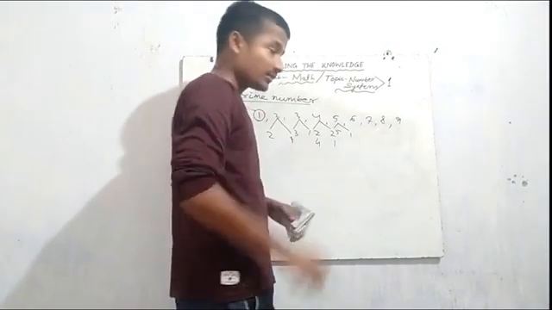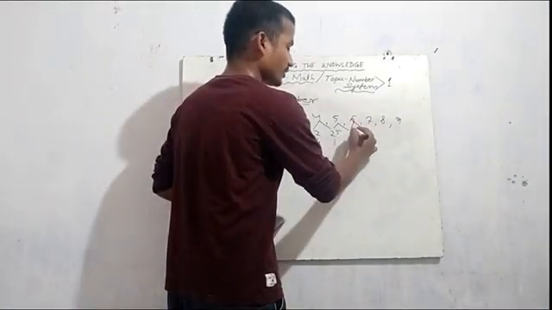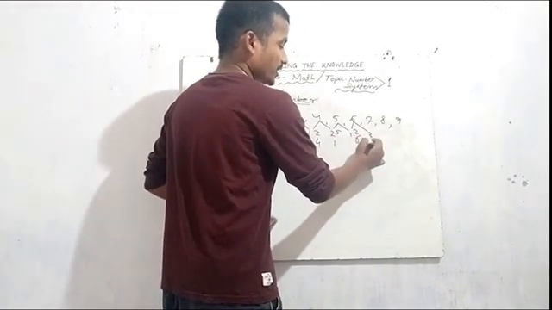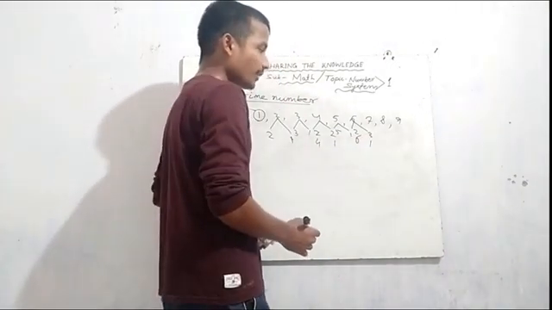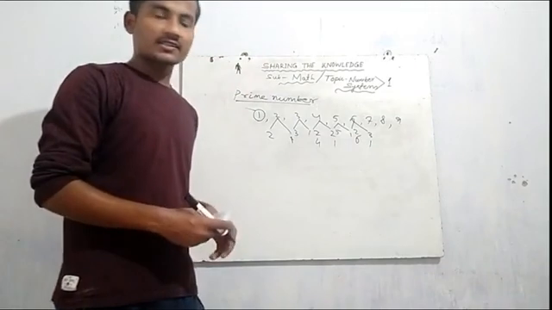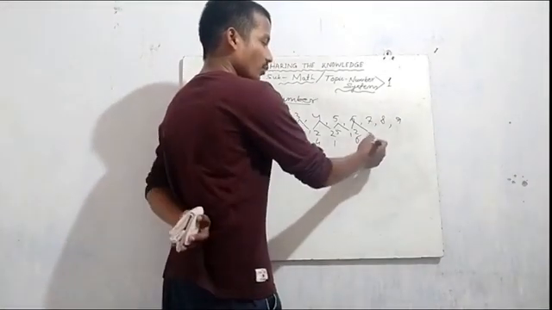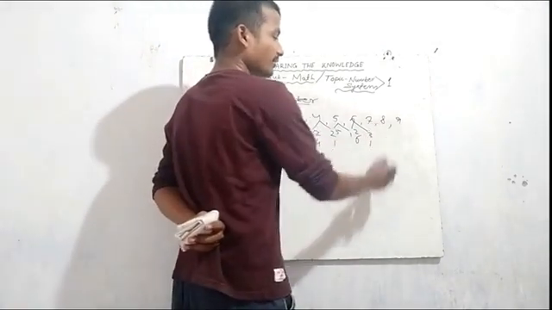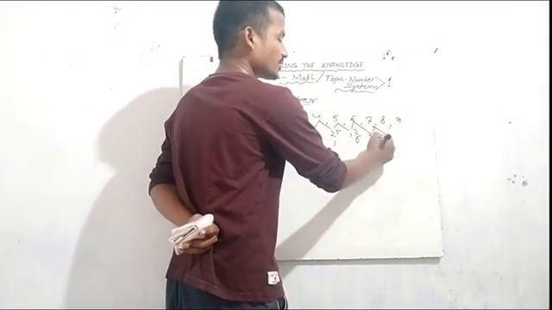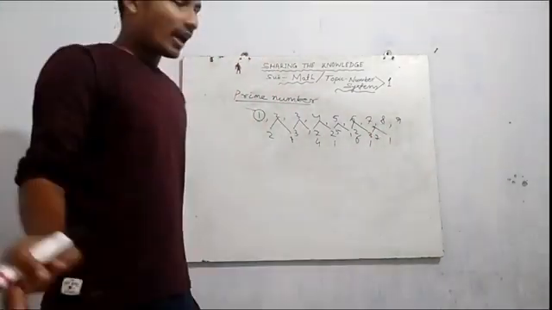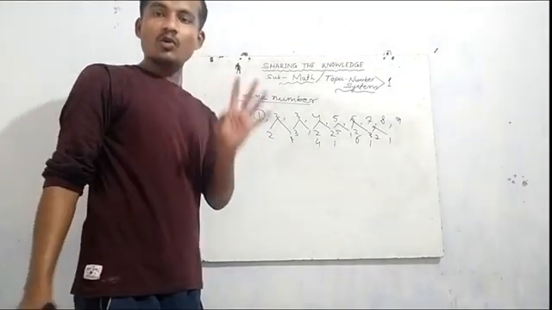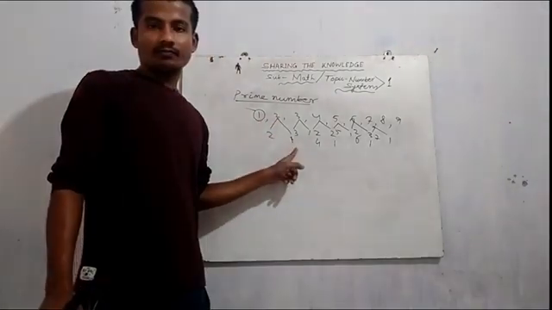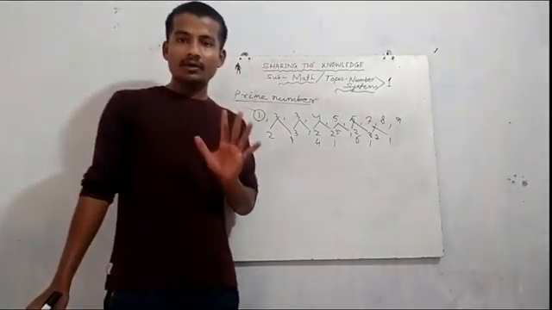6 has more than two factors. 2 into 3, 6 into 1. 2 threes are 6, 6 ones are 6. So it has 1, 2, 3, 6, 4 factors are there. 7 has only two factors. 7 ones are 7. So I am saying that prime numbers are those which have only two factors, the number itself and 1. Okay?